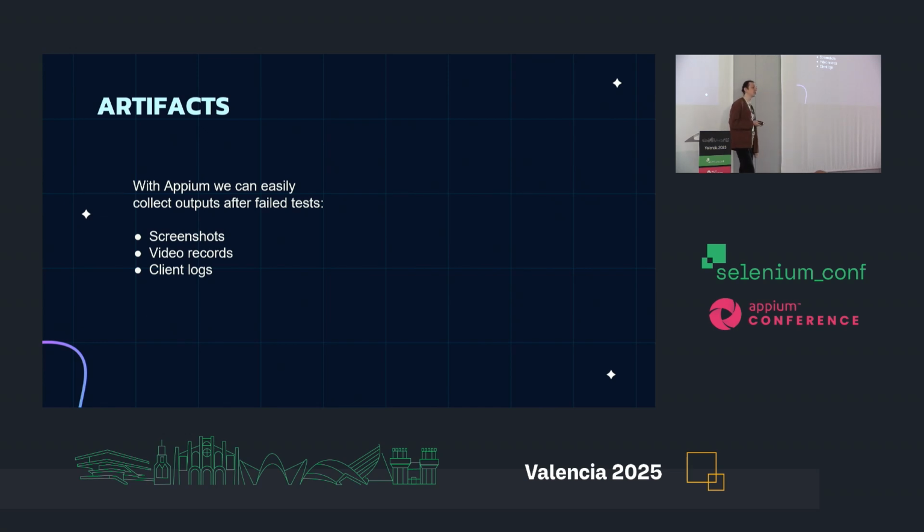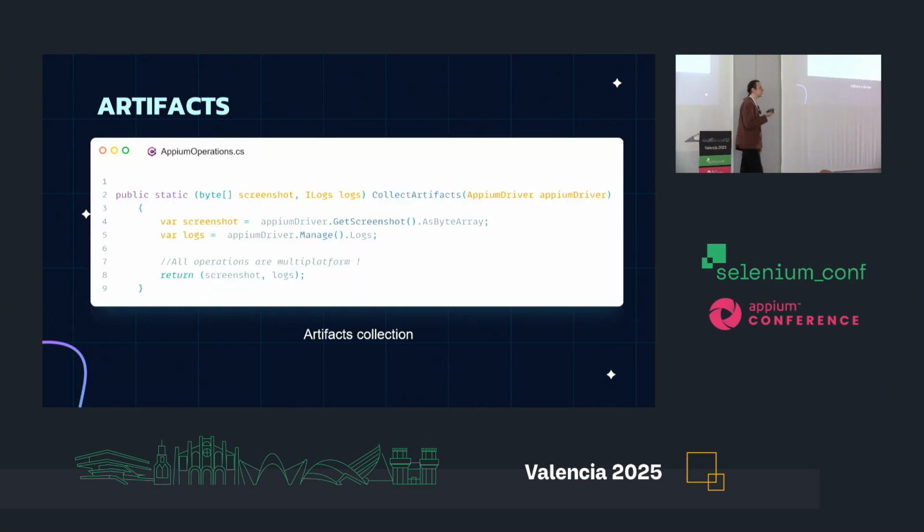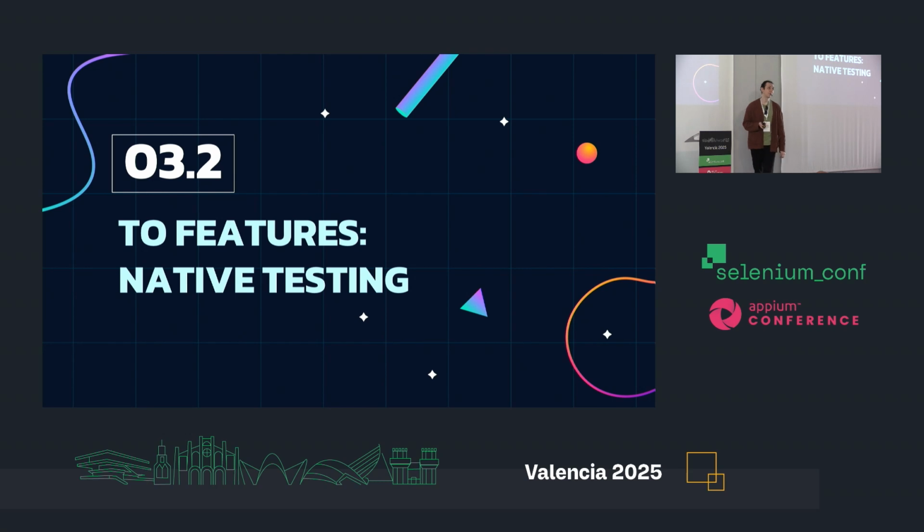We can just use Appium methods for this one. So on the screen we see a really simple example of how we can handle logs or screenshots using Appium. This code is cross-platform, so you can use it for either your Android or iOS tests. And now we hit the native testing section.